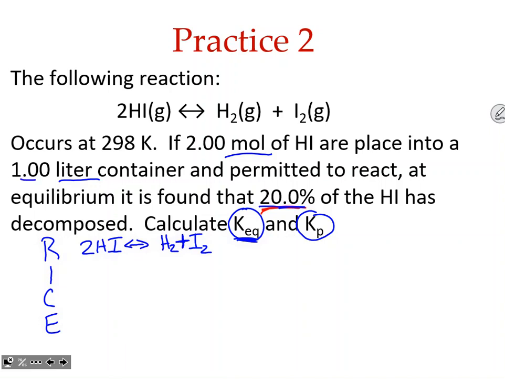So it says 2 moles, 1 liter. So this is going to be 2 molar here. That means these are starting at 0. So we're going to lose 2x from here. It's going to go to the right since these are 0 to begin with. Plus x, plus x. That's all good. Now, how do we find x? Or what can we find with that 20%? What information can we find using that?